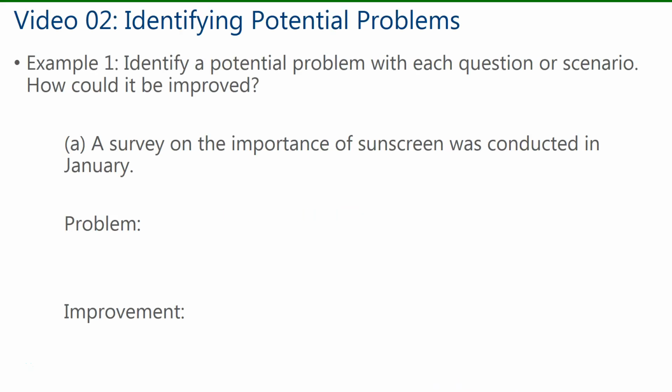In this example, we'll be given a question or a scenario, and we have to identify the potential problem, and then state how it can be improved. So in A, it says a survey on the importance of sunscreen was conducted in January. Now the problem I see here is when the survey was conducted. In winter, people do not use sunscreen as often as in summertime, so they may not see the importance of it. So we'll say that the problem here is related to timing.